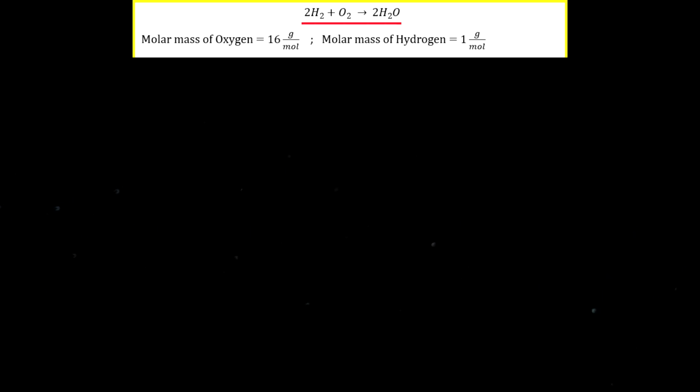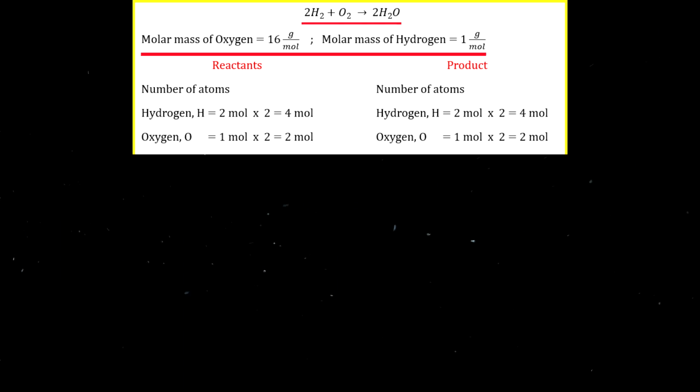We have 2 atoms, hydrogen and oxygen. The molar mass of oxygen is 16 grams per mole. Hydrogen is 1 gram per mole. Then let's identify the reactants. The reactants here are the 2 moles of hydrogen gas, and 1 mole of oxygen gas, and the product is 2 molecules of water.